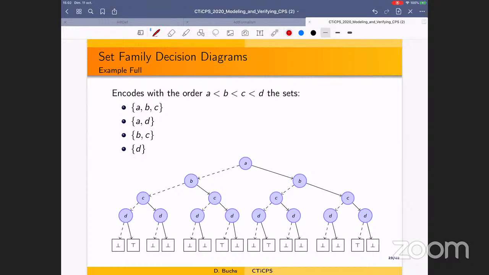You will see just that the operation and the structure is a little bit different after reduction. Okay, but the idea is with this diagram to encode several sets: the sets ABC, AD, BC, and D. If you look at BC, for instance, where is BC? It's when A is not included. So this is this path, B, C, D. It's a path representing this set.